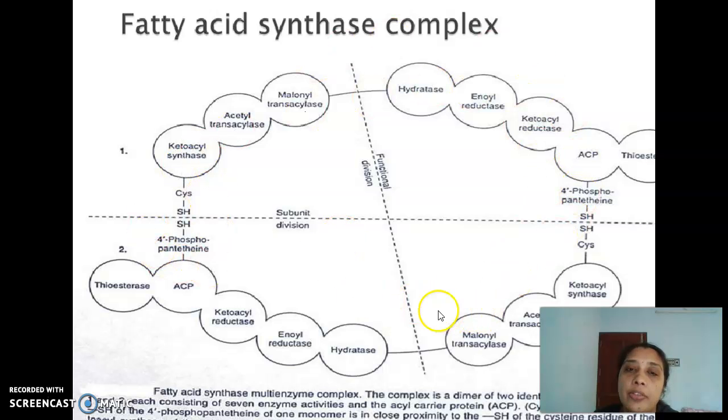So this is the structure of the dimeric form of fatty acid synthase. You can see the partition. So this is monomer 1. The acetyl transacylase, malonyl transacylase, keto-acyl synthase. Then this hydratase, enoyl reductase, keto-acyl reductase, and finally ACP. This is the 7th protein. This is the molecule which is acting as a swing. And the thioesterase activity comes finally. This enzyme comes only at the end, in the last round. So these are the 7 units of monomer 1.